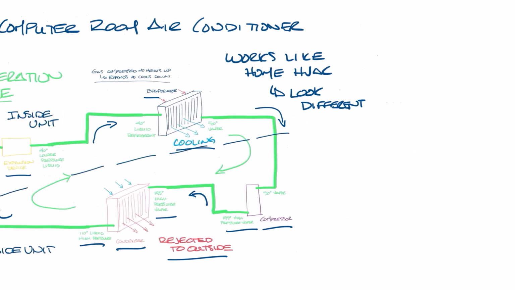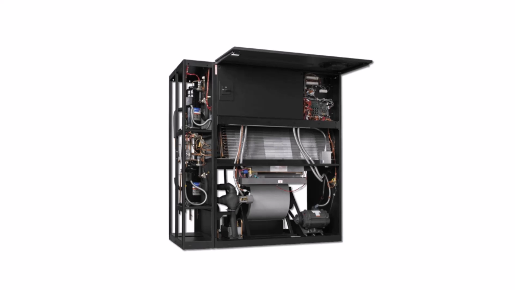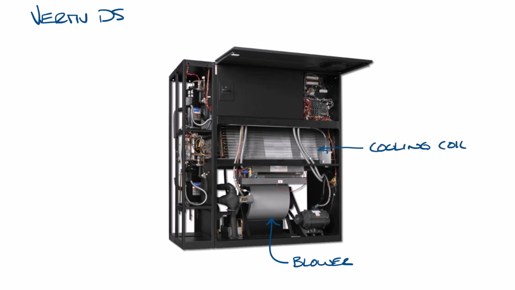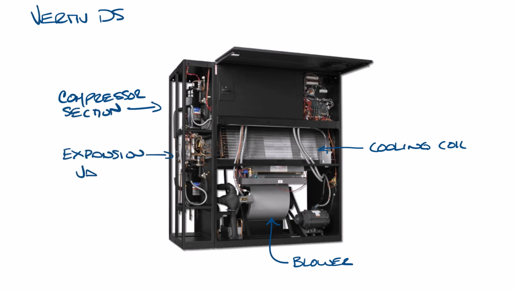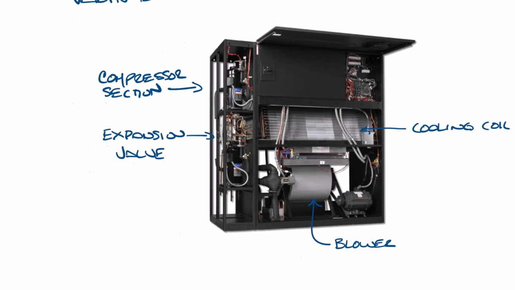So let's move this over and look at one. This is the Vertiv DS unit. You can see the blower here at the bottom of the unit. The cooling coil is right here in the middle, and over here is the compressor section. I can't really see at this angle, but the expansion valve would be around this area right here. So let's move this over again.